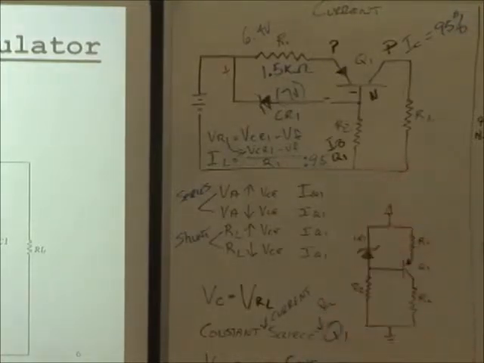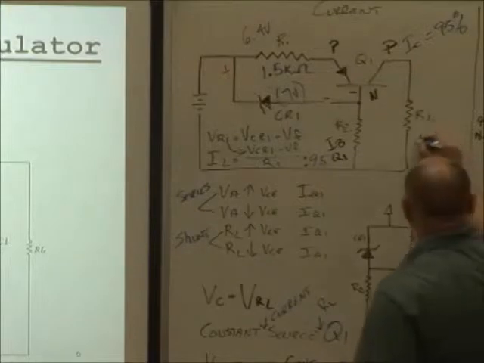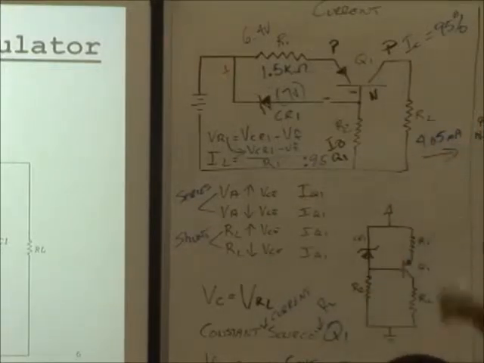Answer. 4.05 milliamps. That's what we're trying to regulate. Does that sound right? Yes, sir. Okay. That's the constant current, nearly constant current we're trying to regulate. Regulation process, we need to pick it up.